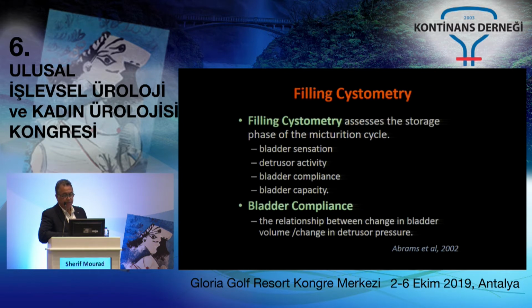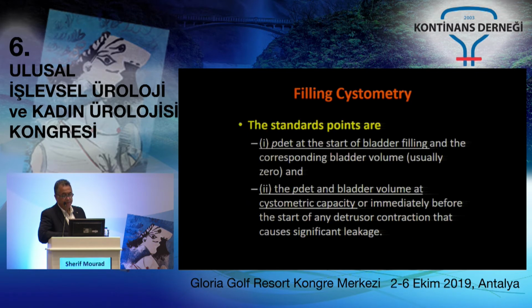Filling cystometry assesses the storage phase of the micturition cycle and should be described according to the bladder sensation, the detrusor activity, the bladder compliance, and capacity. So these are the components that give you the figure of the filling cystometry, while the compliance is the relationship between change in bladder volume and the detrusor pressure. These are the standard points in filling cystometry: the detrusor pressure at the start of bladder filling, and the detrusor pressure and bladder volume at cystometric capacity. These are very important, and according to this, you can calculate many of your standard equations.